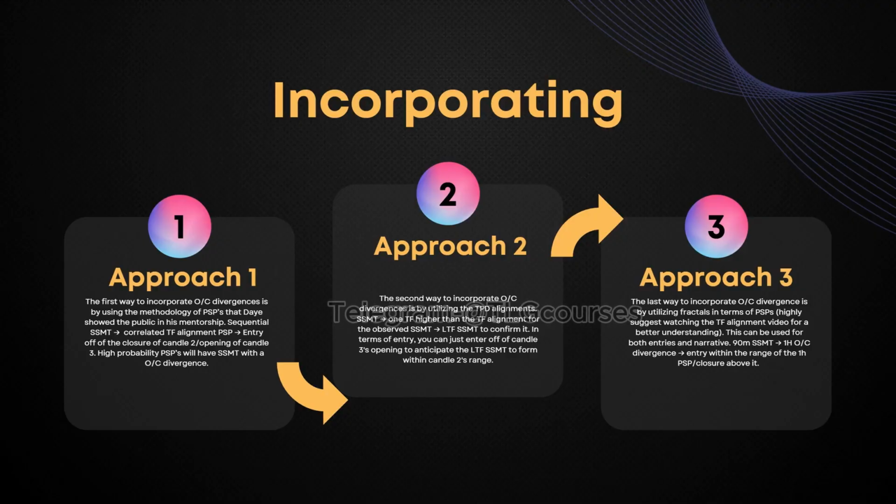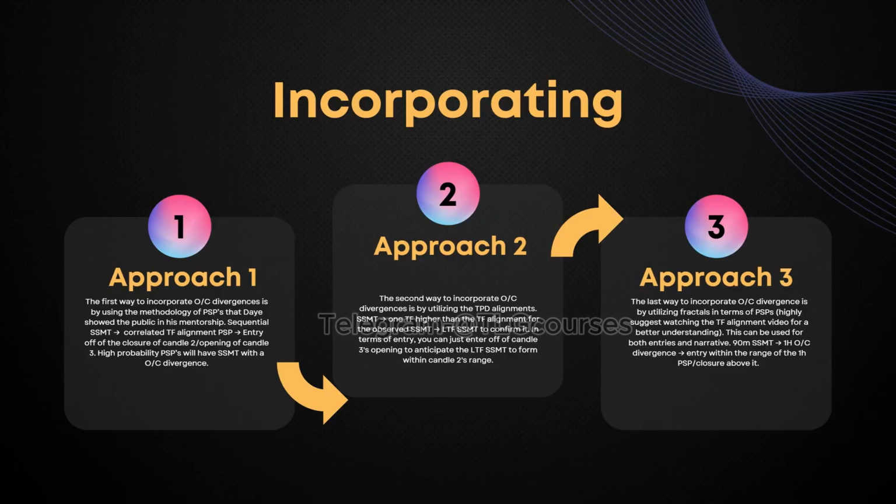Approach number two, the second way to incorporate open close divergences is by utilizing the TPD alignments. Sequential SMT, one time frame higher than the time frame alignment for the observed sequential SMT, meaning in this case, I'm going to give a 90-minute example. You have a 90-minute sequential SMT. Then you have a 15-minute TPD, right?